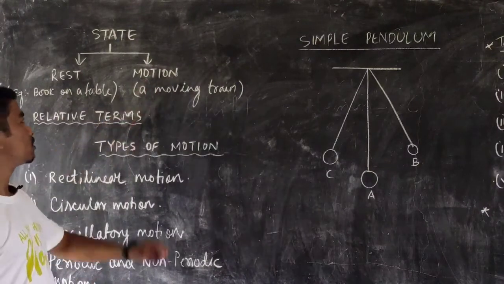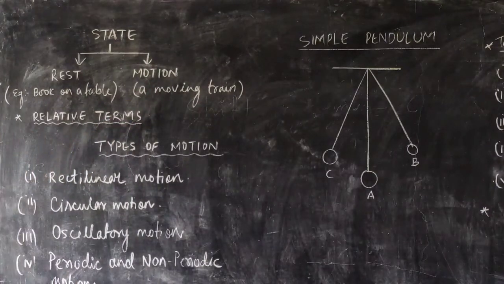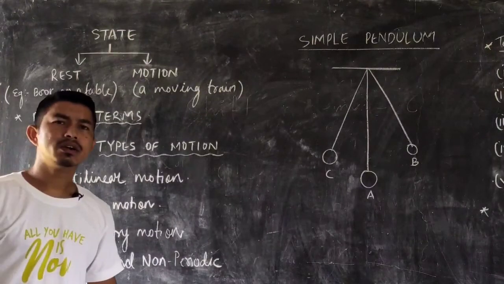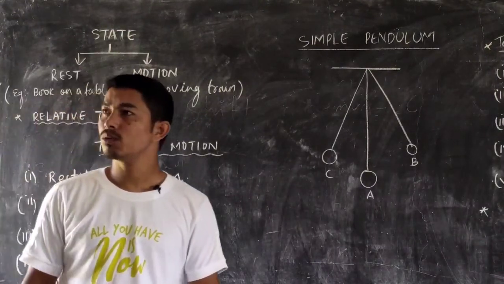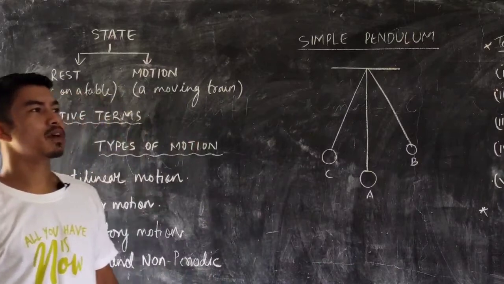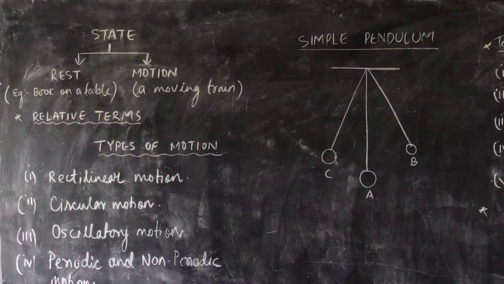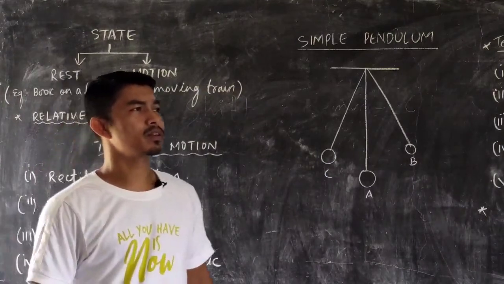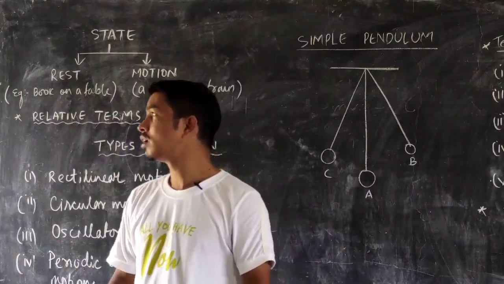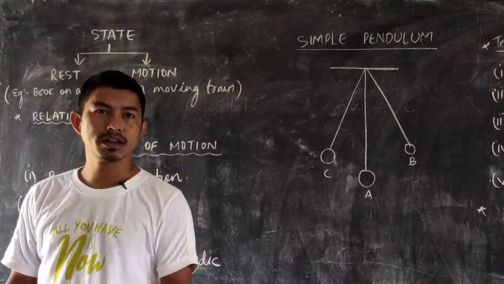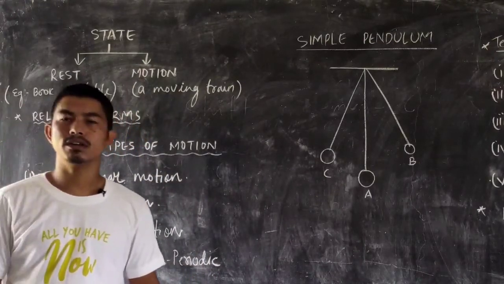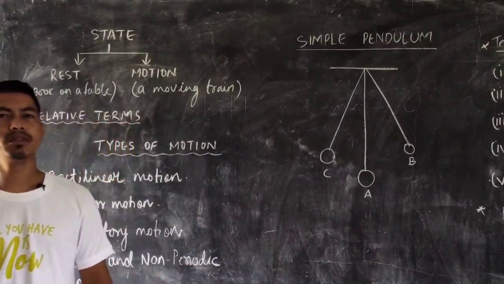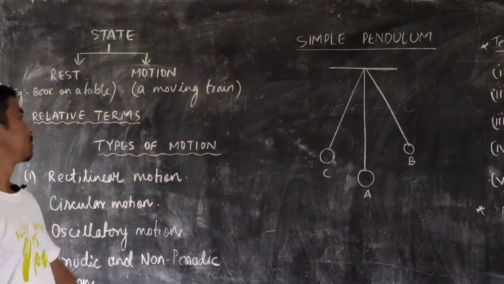Now coming to motion, a body is said to be in motion if it continuously changes its position with respect to its surroundings. For example, a train, or you can see many other examples of continuous motion, like whenever you stand in a market and see many vehicles moving on the road, all of them are said to be in motion.